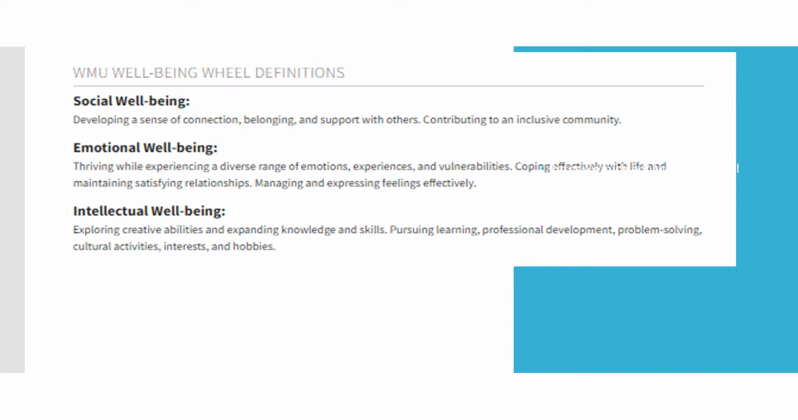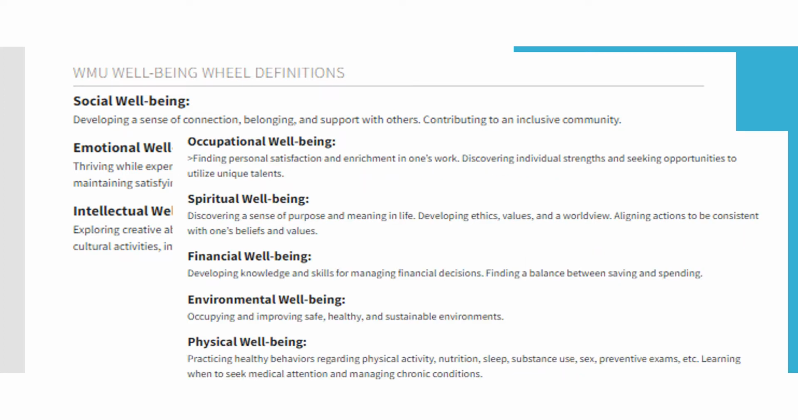Intellectual well-being is exploring your creative abilities, being inquisitive, developing yourself to be the professional in your field, learning how to problem solve, think critically, but also have balance where you have other outside interests and hobbies. Occupational well-being is finding enrichment in your work, identifying what your talents and strengths are, and your work might be your educational endeavors right now, or it might be balancing school and occupational work.